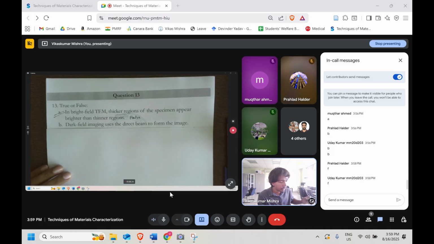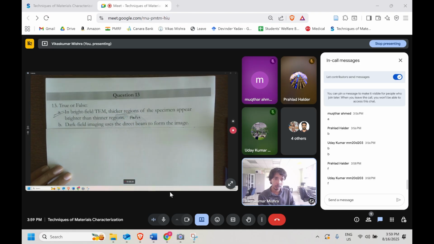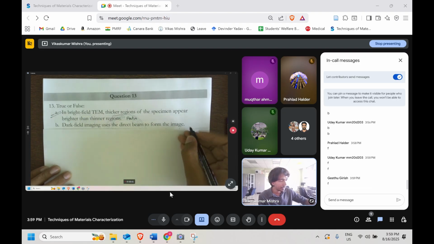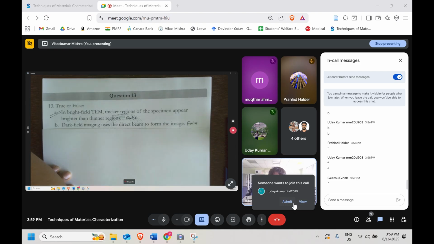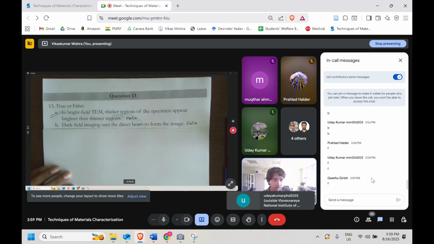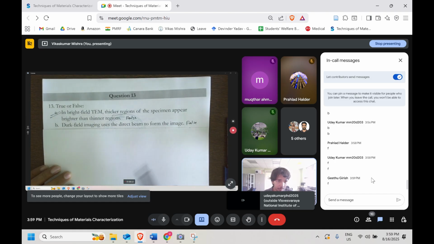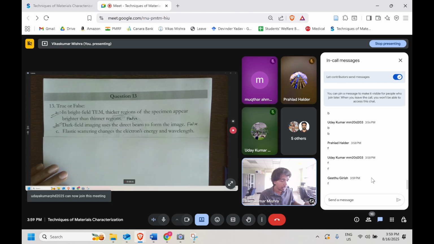So now let's go to the next one. The dark field imaging uses the direct beam to form the image. True or false? It's false again. We are going to use the diffracted beam. Very good. And the last one.